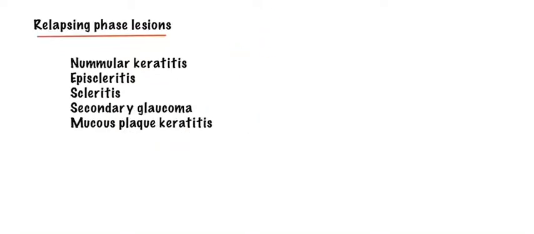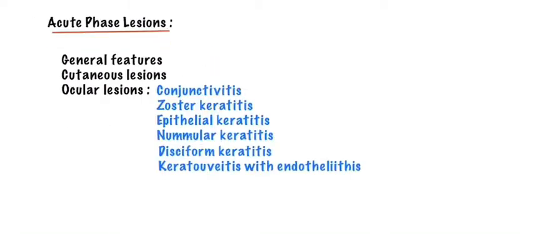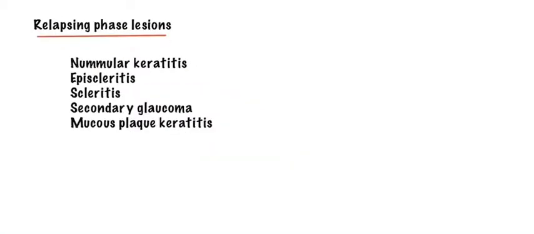This is relapsing phase lesions. Like I told you earlier, relapsing phase lesions are the reappearance of either acute or chronic lesions, which include nummular keratitis again, which was mentioned in the acute phase. I'll be showing the picture in the next slide. Then there are episcleritis, scleritis, secondary glaucoma, and mucous plaque keratitis. These are actually features of either acute or chronic phase lesions, reappearing in the patient after a few years.